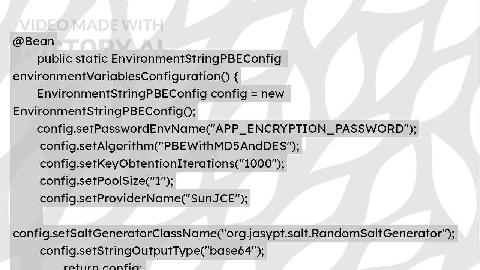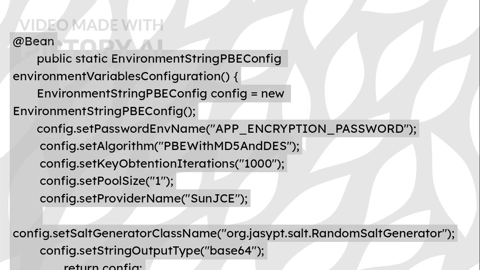And one more thing that you will see here is the set password environment name, app_encryption.password. This is basically a variable that you will see in your properties file. This placeholder will hold the password that will be used to encrypt the other values present in the properties file. I will give you the example in our next slide.